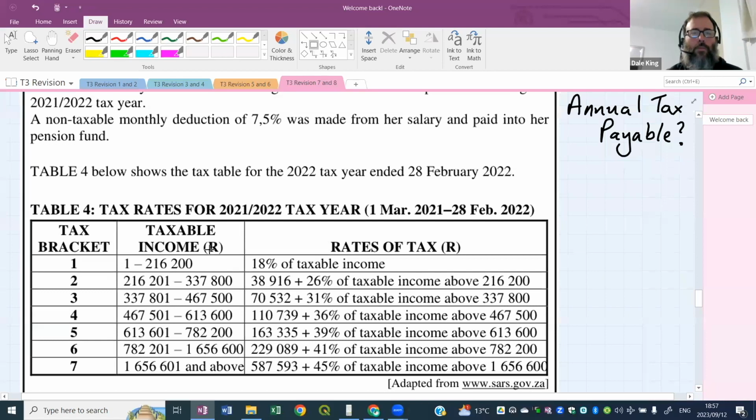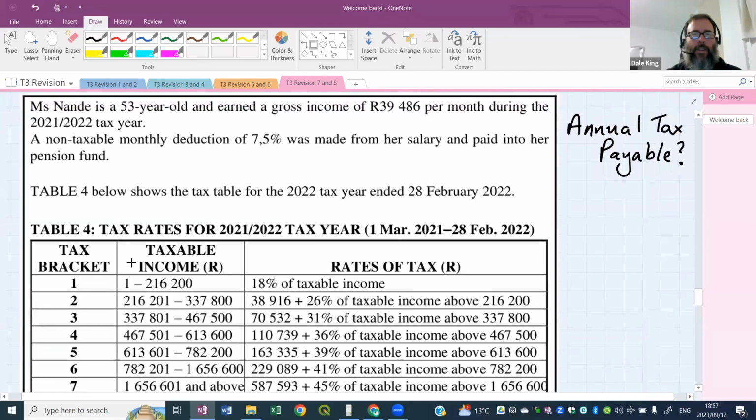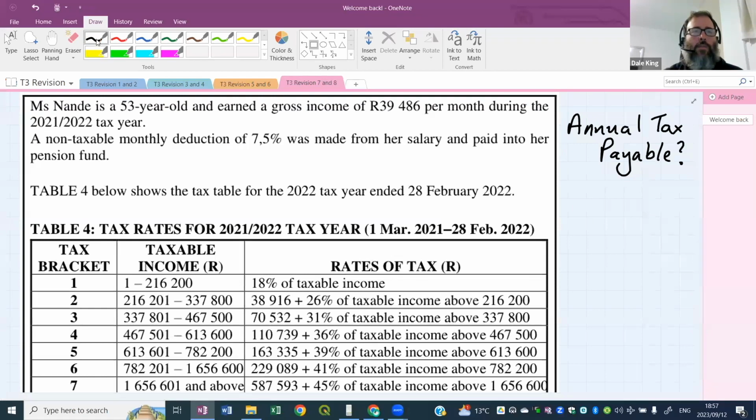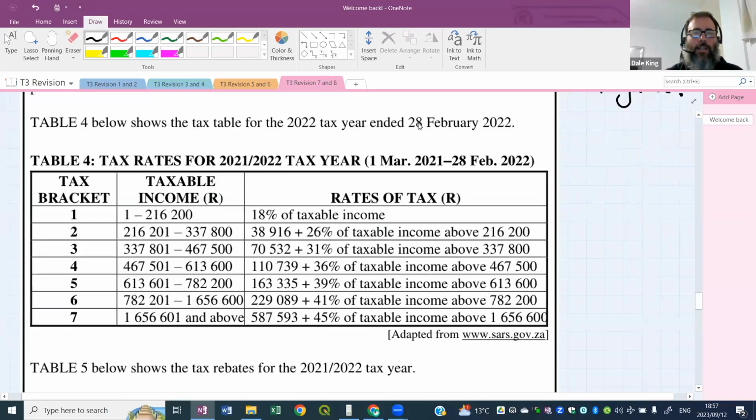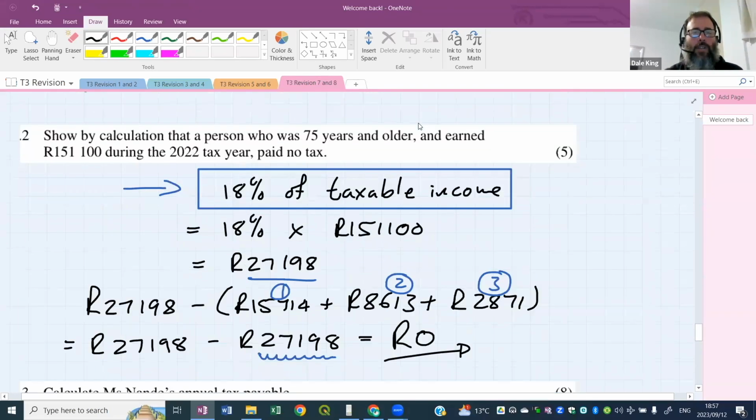All right, Ben, what do we do? How do we work out the annual tax payable? You first start off with the annual income. You times it by 12. All right, so we need to find annual income. So the person that just asked me a question about divide by 12, here they give us a monthly income. All right, but this is an annual tax table. We can't work with a monthly figure in an annual tax table. We've got to get an annual figure. So this income of 39,486, we got to know how much is that in a year.